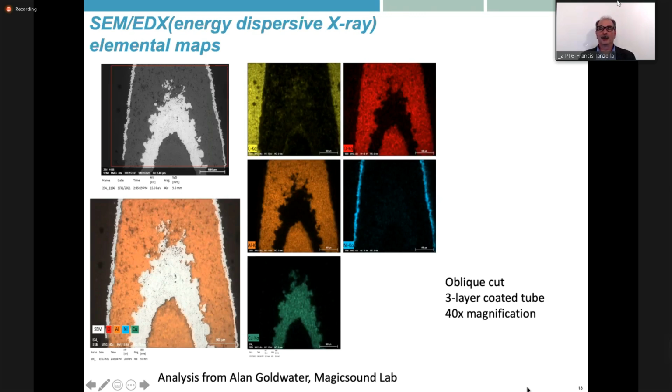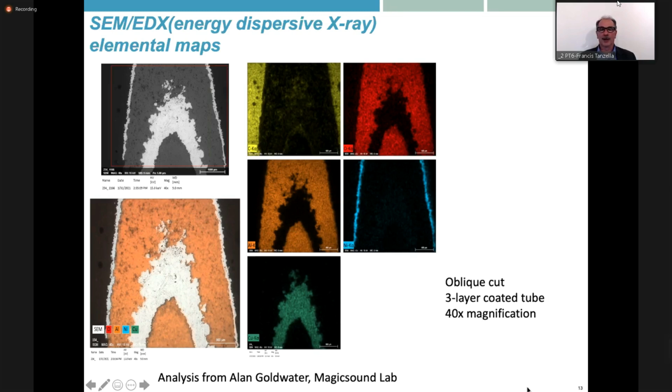These elemental maps taken by Alan are a great visual aid in understanding what's going on in the multi-layer coatings. The aluminum dominates both the sprayed and extruded alumina map in the lower left image. The lowest layer is the extruded material and the upper orange is the sprayed material. However, the 5 images on the right show the aluminum in orange and the oxygen in red separately.